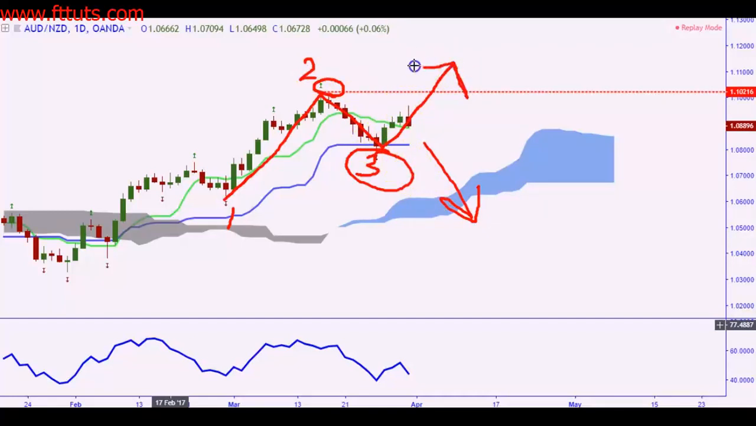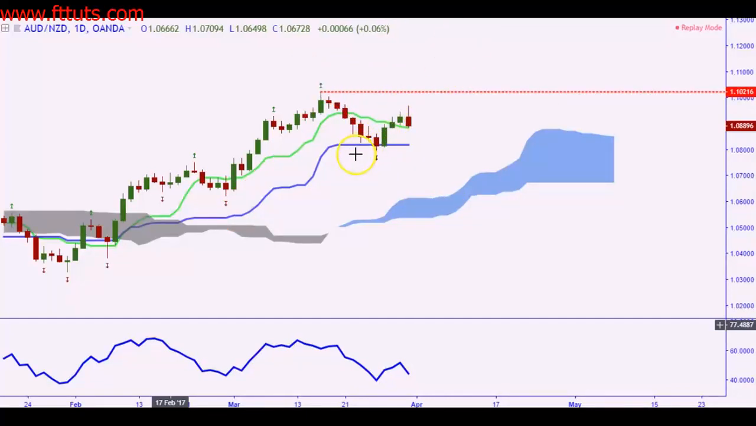2 is a continuation. Remember, I told you that. If you break 3, you're reversing. If you break 2, you're continuing. So we already talked about that. So when you think about that first fractal break, you're breaking 3. So let's see what this market does here.